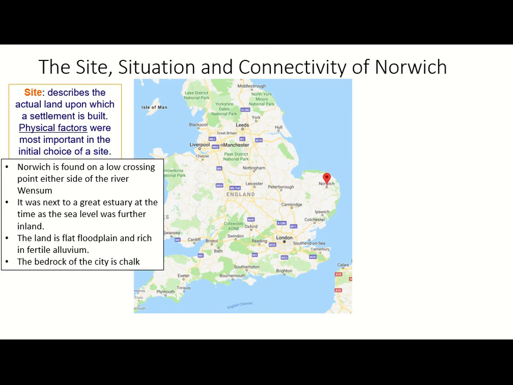The bedrock of the city, so what it was built on primarily, is chalk, which is a type of limestone, and again you can see that in the built environment in Norwich, particularly in the older medieval buildings, because an aspect of chalk is actually flint. Flint is found in chalk rock.